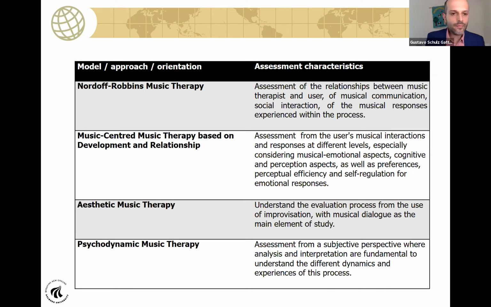If we consider the model of music therapy in DIR Floortime from John Carpenti, we have the assessment from the use of musical interactions and responses at different levels, especially considering musical emotional aspects, cognitive and perception aspects, as well as preferences, perceptual efficiency, and self-regulation for emotional responses.